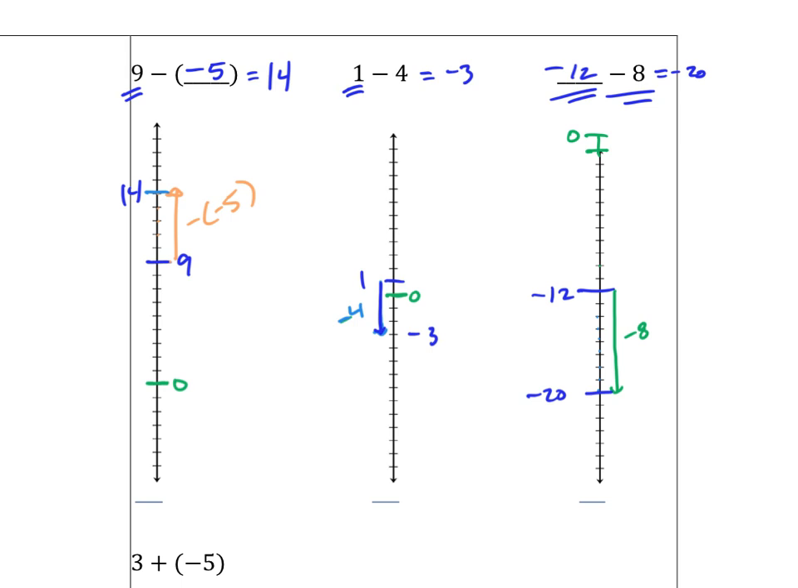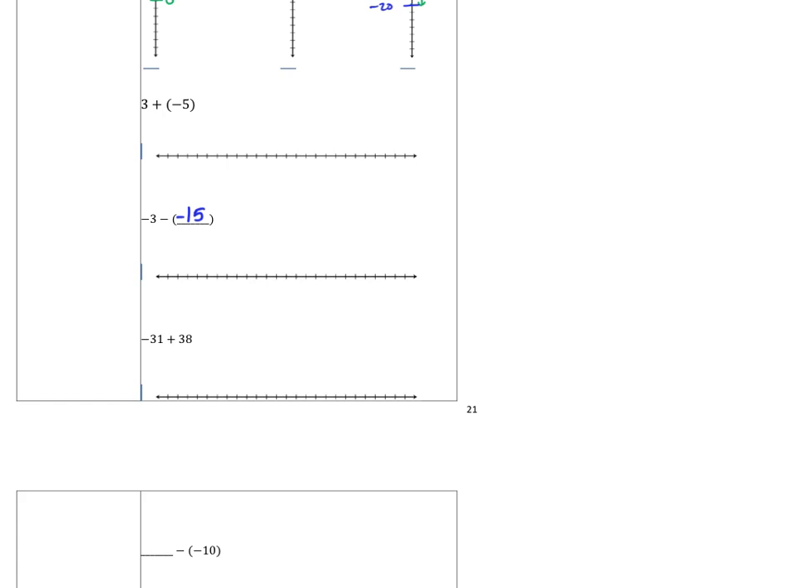Okay, if you don't understand this, you've got to circle the one you don't get, and you've got to come to class with questions. Okay, that's your responsibility. If you want to learn this, if you want to do well on this quiz, you have to come prepared to ask questions. Okay, now draw the number lines for these. Remember, you're starting at -3, -31. Okay, good luck.